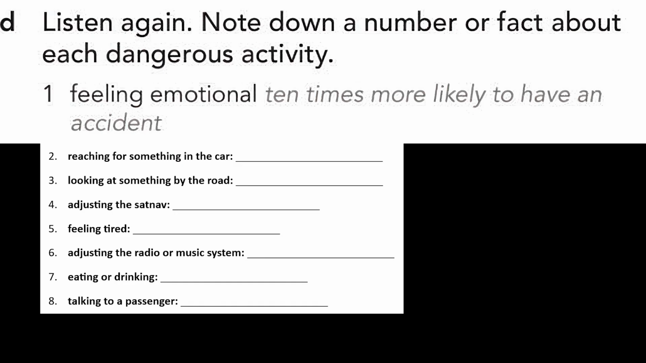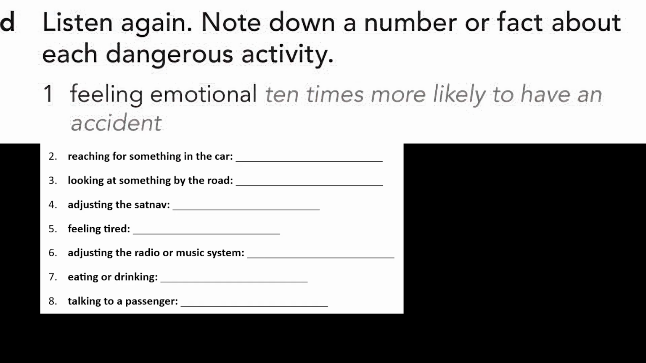In fact, if you're feeling very emotional, it'd be better not to drive at all. Wow, okay. I'll try to remember that next time I have a bad day at work. What's the second most dangerous thing?